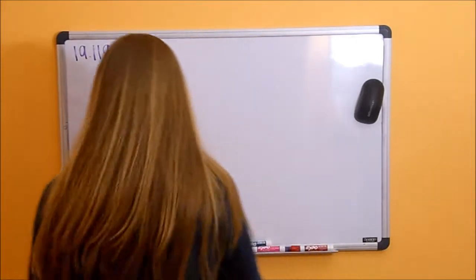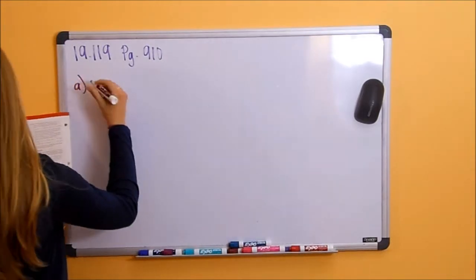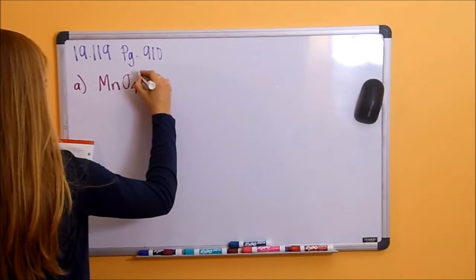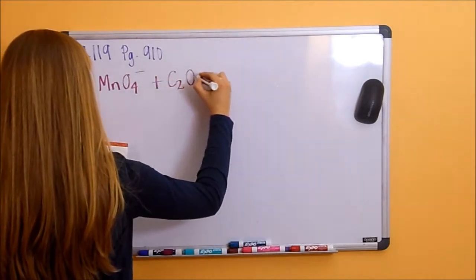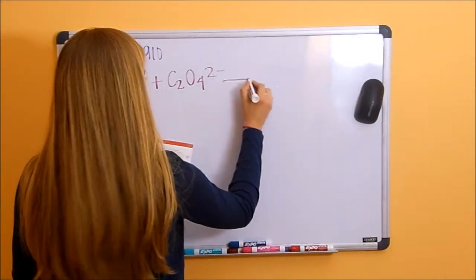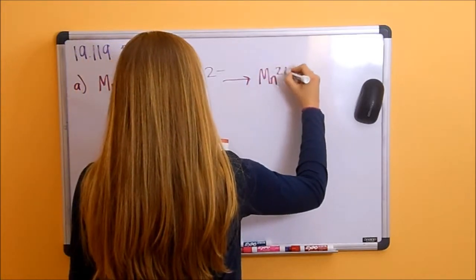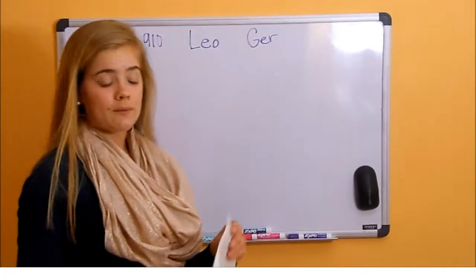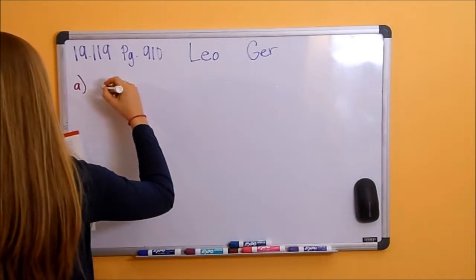So for part A, it gives you the equation MnO4 minus plus C2O4 2 minus goes to Mn2 plus CO2.